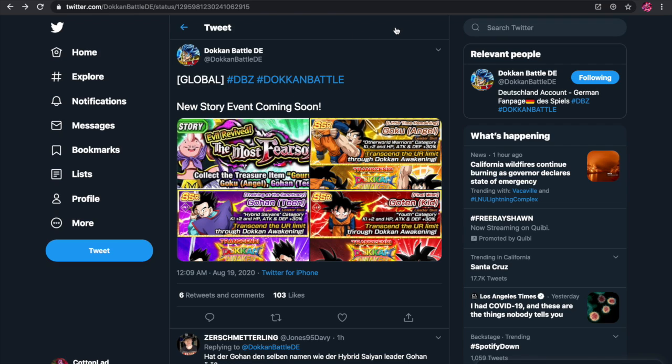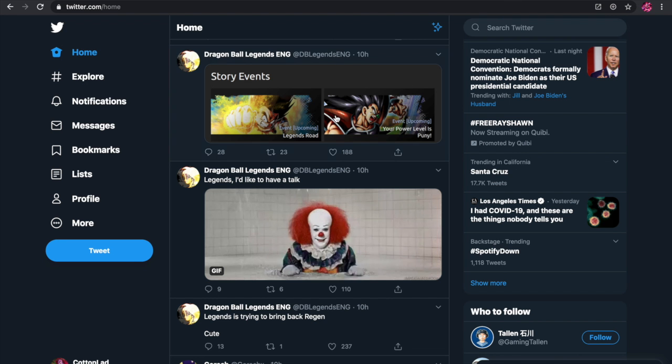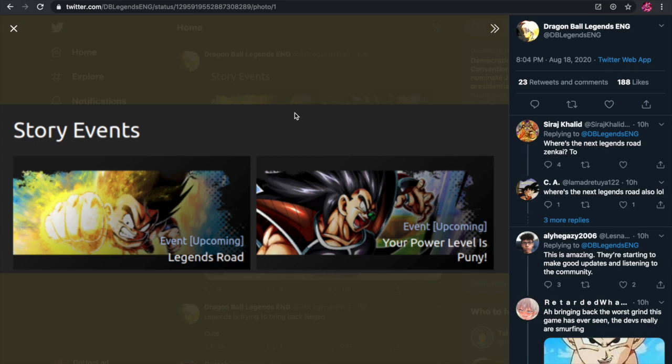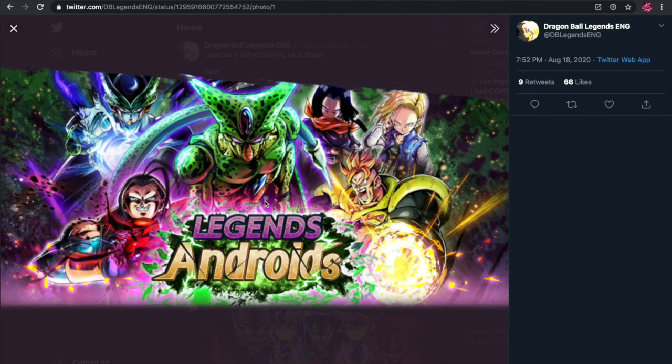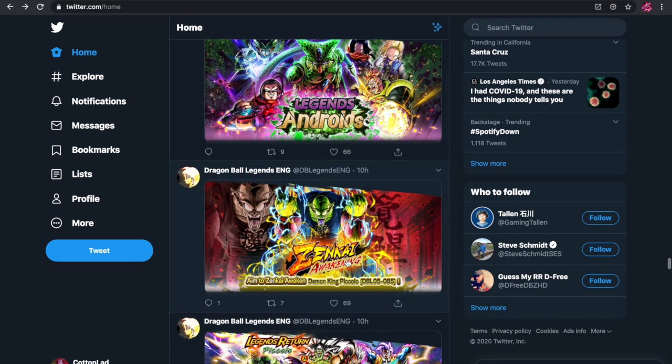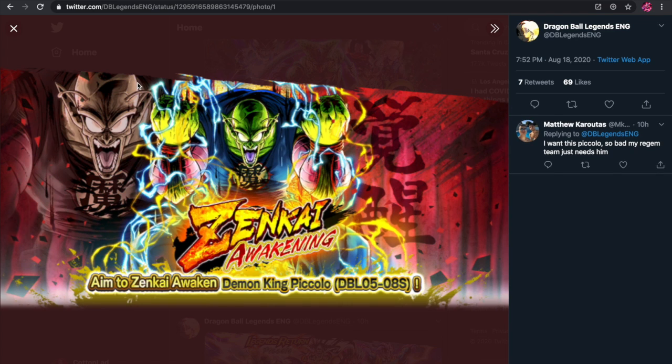And so the last thing I just wanted to cover was Legends. So it appears that the story events that are going to be returning to Legends are the Raditz and the Legends Road Kid Goku. So again, if you haven't Zenkai'd the Kid Goku, you can go ahead and do that, grinding out his event, getting him up to 14 stars. And so, again, they're going to be bringing this, I believe it is, banner back, the Legends Androids, as well as this is his official Zenkai Awakening image.